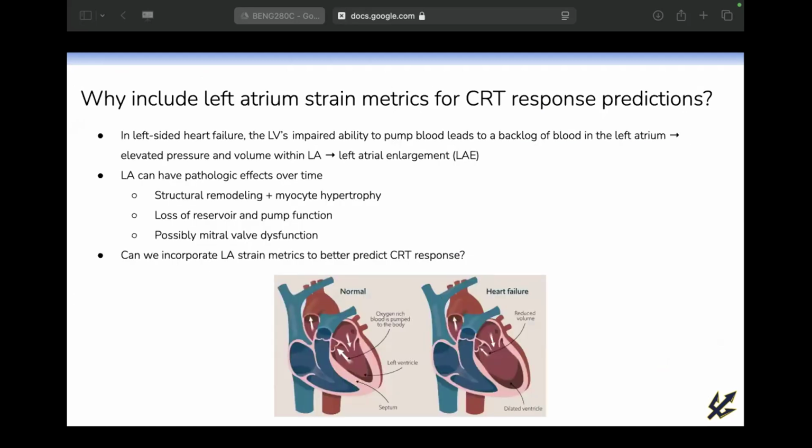I added the slide with feedback from Dr. McVeigh last time, but ultimately, why do we care about the left atrium? So in left-sided heart failure, the left ventricle struggles to pump blood, which can cause pressure to back up into the left atrium, and over time, this can lead to left atrial enlargement and potential damage. It can go through structural changes like hypertrophy, lose its ability to act as an effective pump, and even contribute to mitral valve issues. So given all that, we're asking, can these measurable changes in LA function, or specifically LA strain, help us better predict who will respond to CRT?